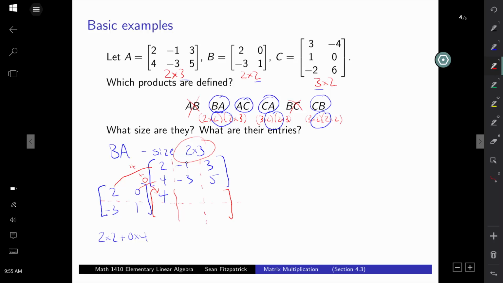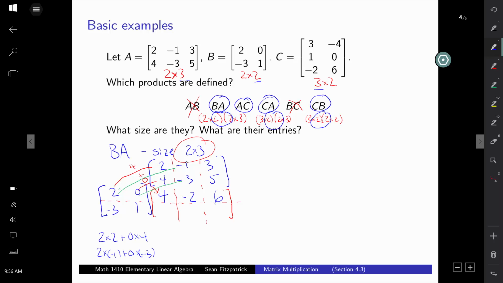And then for the first row in the second column, I do the same sort of thing, but now the 2 matches up with the minus 1, the 0 matches up with the minus 3, so I do 2 times minus 1, 0 times minus 3, and I'm going to get minus 2, and so on. So then in this entry here, I'm doing this row, this column, so I get 2 times 3 plus 0 times 5, I get a 6.